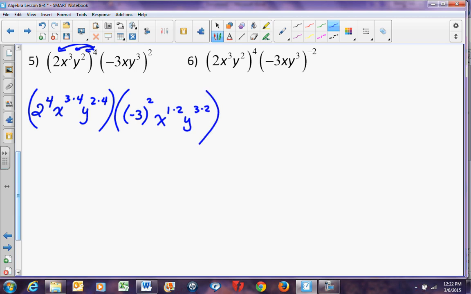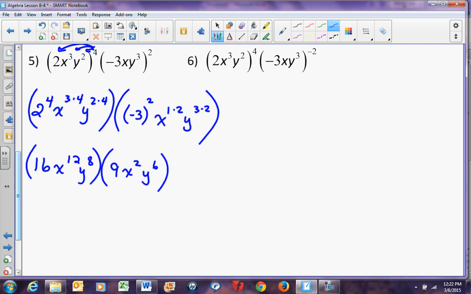There's my second parenthesis. Now I'm simply going to work through the problems. 2 to the 4th, 2 times 2 is 4, times 2 is 8, times 2 is 16. 16, x to the 3 times 4 is 12, y to the 2 times 4 is 8. There's my first parenthesis. My second parenthesis, negative 3 squared is negative 3 times negative 3, which is positive 9. X to the 1 times 2 is 2, y to the 3 times 2 is 6.